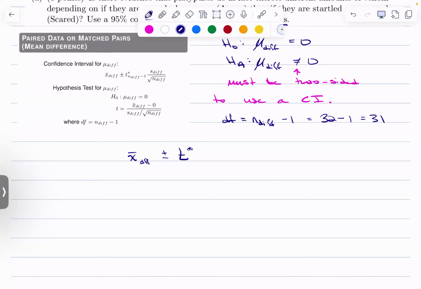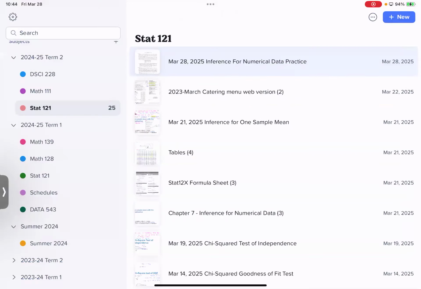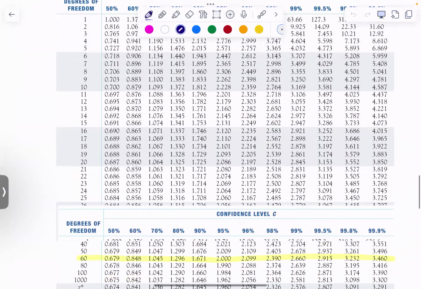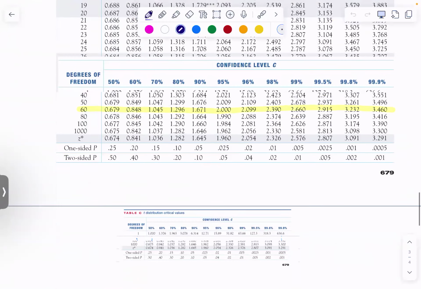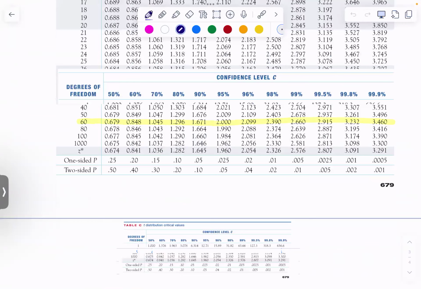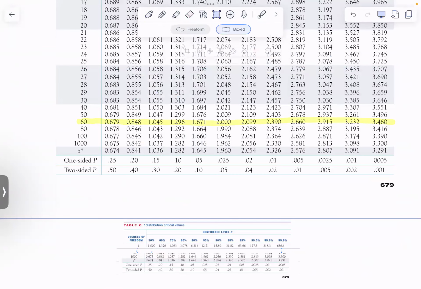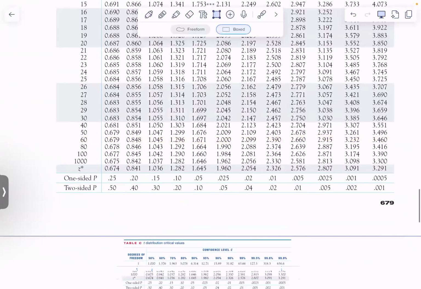And where's our t-table? That's what I thought. I don't know why I pulled up the paper one. Should have been going here. I don't know what I was doing here. Probably last day.